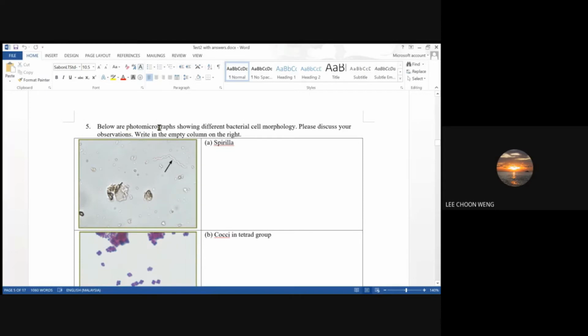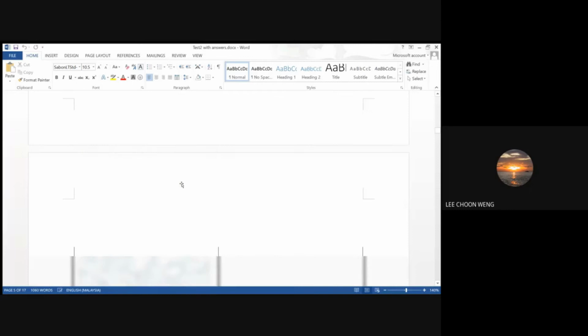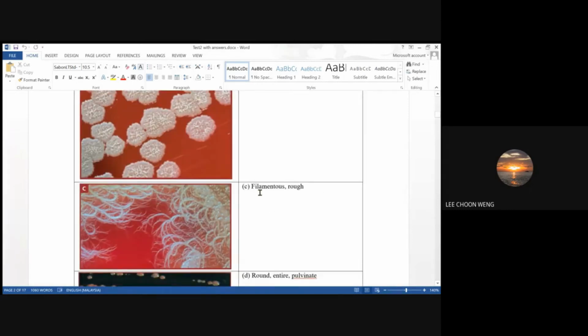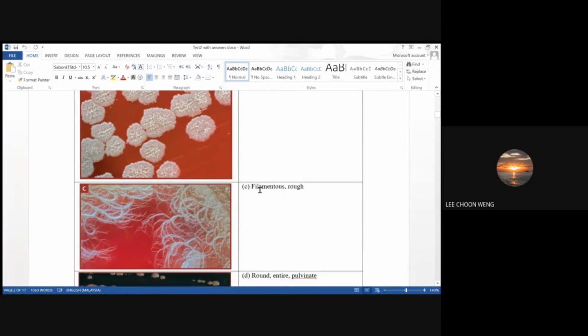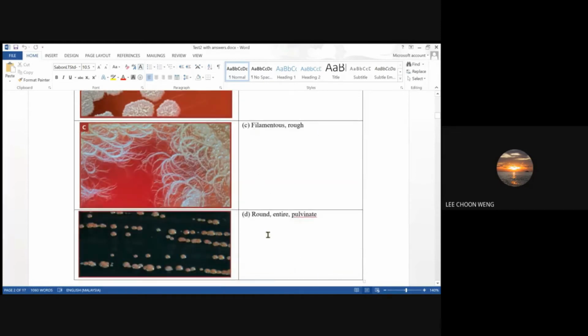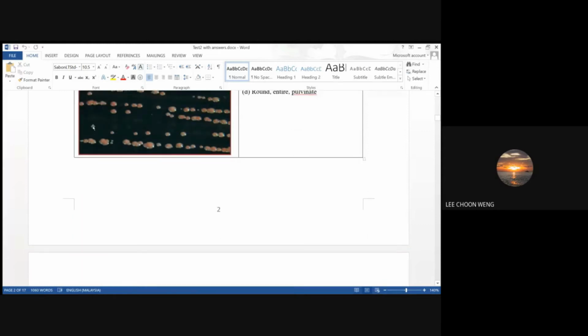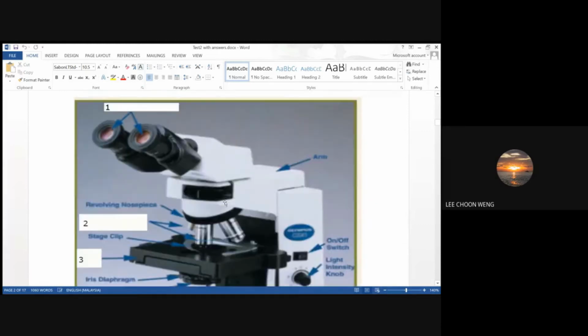Here, photomicrographs showing different bacterial cell morphology. So when we're talking about bacterial cell, the labels like filamentous, rough, round, all these terms are not applicable for cells. Okay, these are all descriptions of the colony only. So you have to be able to differentiate between colony and cell.